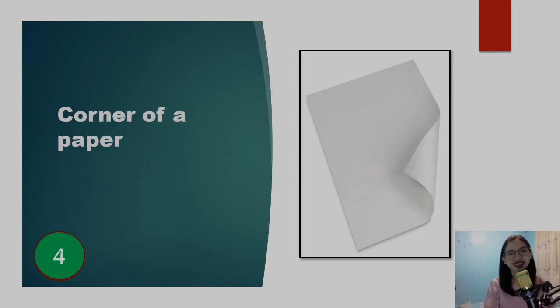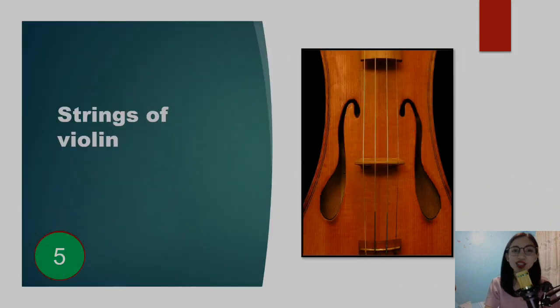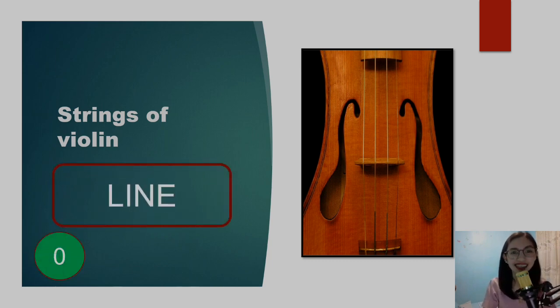Go. And the answer is, it is a point. The corner of the paper. So we have here corner, corner, corner, or gilid dulo. So it is a point. Yun po ang corner of a paper. It represents a point. Next one. Last but not the least, strings of violin. And the correct answer is? Very good, it is a line.